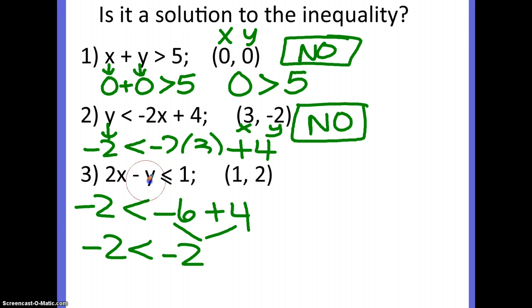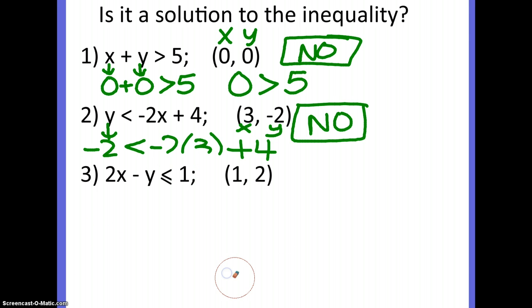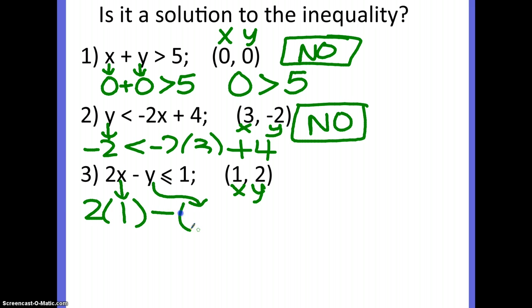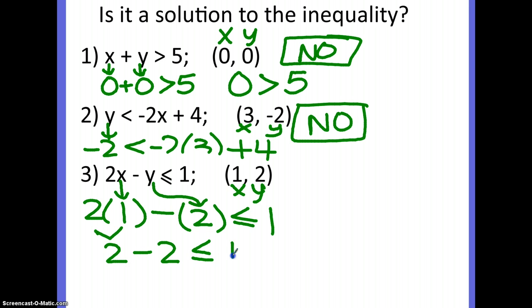So let's go through and let's check the bottom one. Got to get rid of this. So we're going to plug in x and y. So 2, I'm plugging in x, 1 minus y, y is 2, the symbol, and 1. So I've got 2 here when I multiply. 2 take away 2, less than or equal to 1. Well, 2 take away 2 is 0, less than or equal to 1.